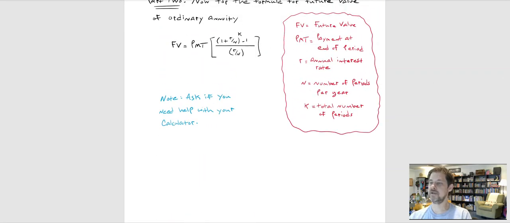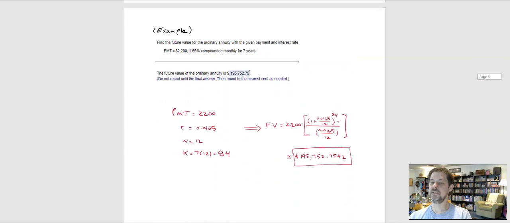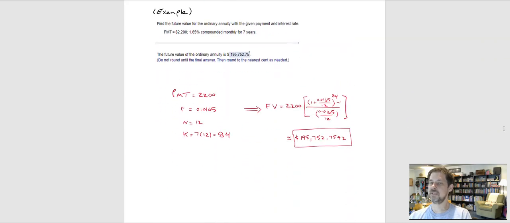N is the number of periods per year. All right. And then what was K? K was the total number of periods. So if I make payments monthly for 7 years, that'd be 12 times per year for 7 years, then the total number of periods is 7 times 12. That's going to be 84. So there's everything that goes into our formula. That's what it looks like when it goes in.